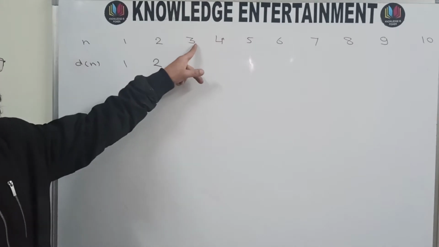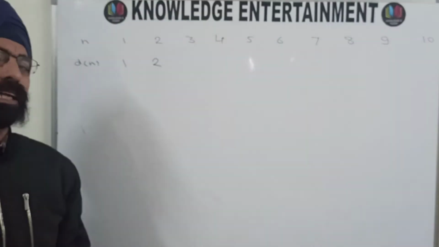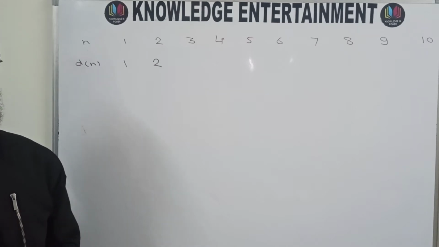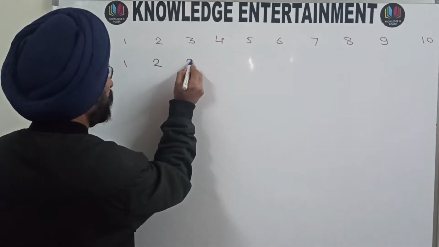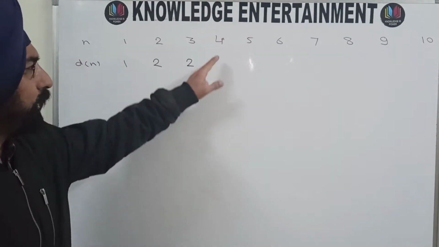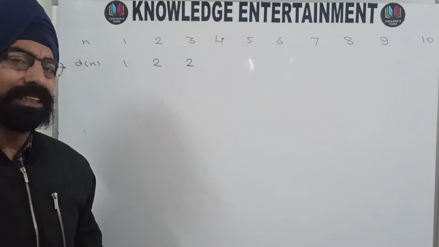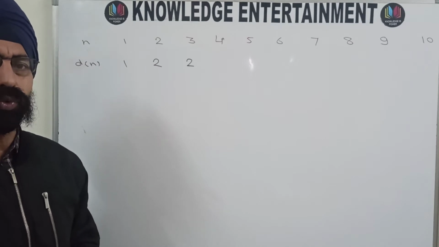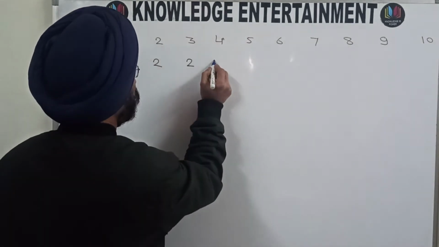If you take n to be 3, what is d(3)? d(3) means the number of divisors of 3. And once again, there are only 2 divisors, 1 and 3. So the value is again 2. If you take 4, how many divisors of 4 are there? These are 3. Which 3 are these? 1, 2 and 4. So d(4) is 3.